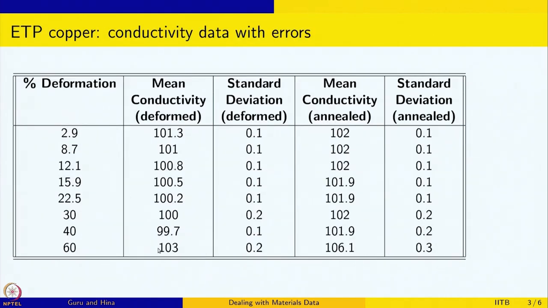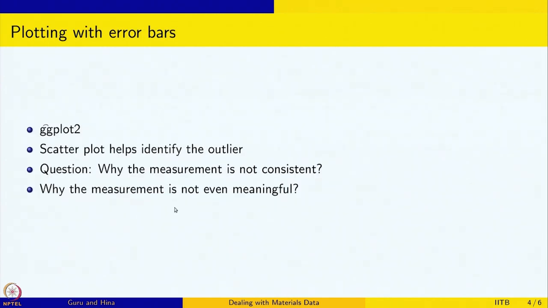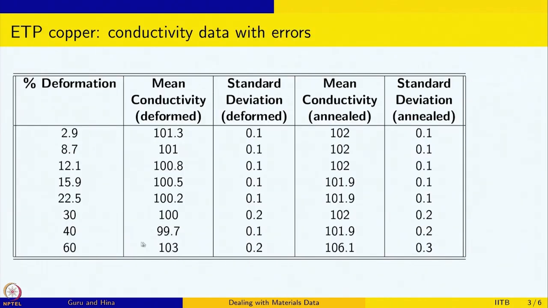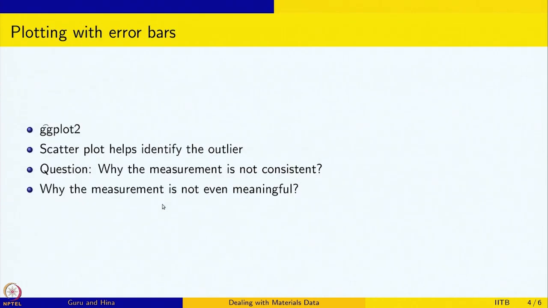Why is the measurement not consistent? As it is deformed, this is going down and suddenly you find that the value has increased. And is this even meaningful? I mean, can you get in a 60% deformed sample a conductivity which is much higher than some sample in which you only had about 3% deformation? So, this is a question that we have to look at.